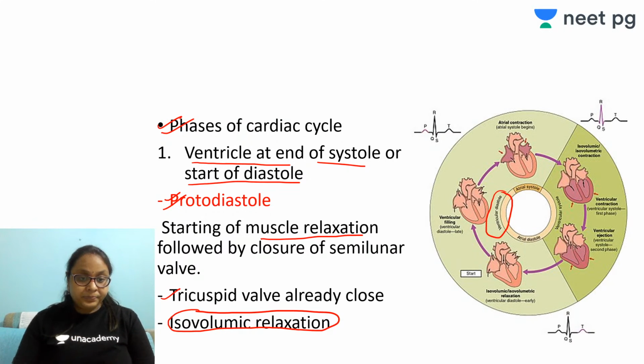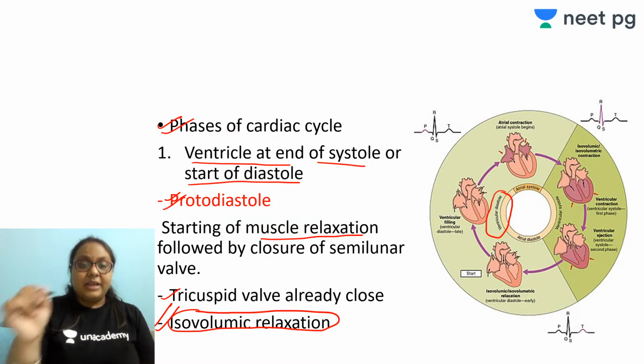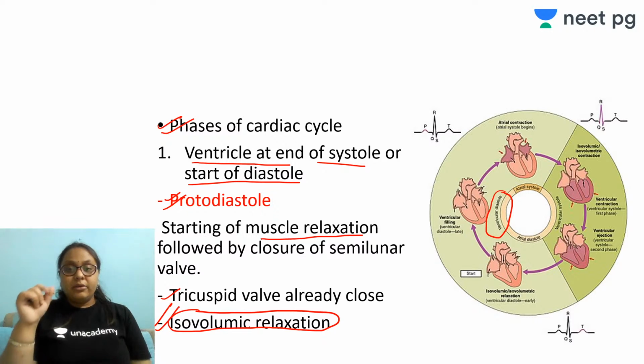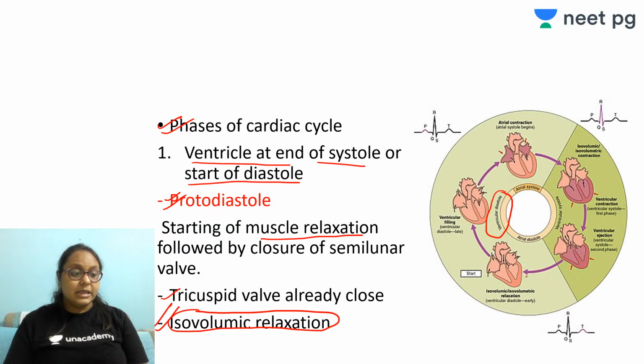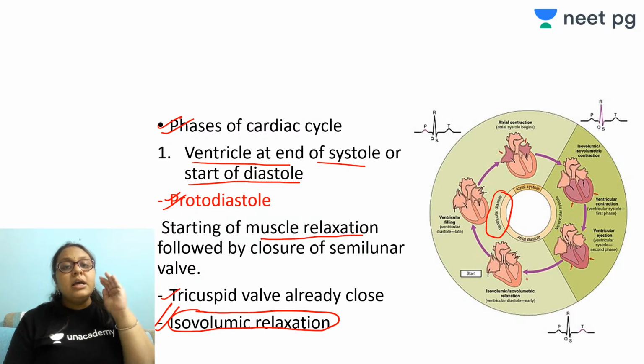Is it clear? So that means isovolumic relaxation. So these are the phases of the cardiac cycle. The first phase we will start with. Always remember, I'm emphasizing this because you have many doubts. Always remember, start with the ventricular diastole, that is ventricular relaxation.